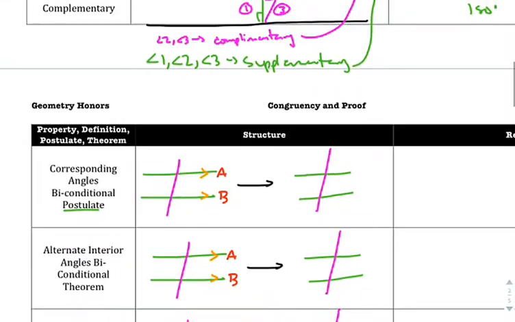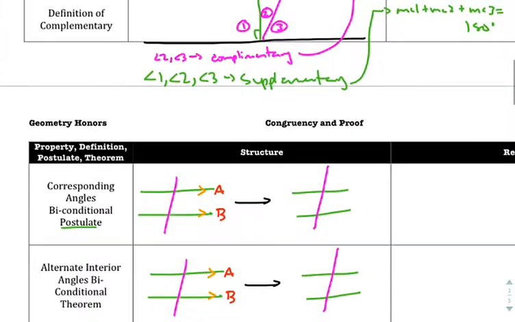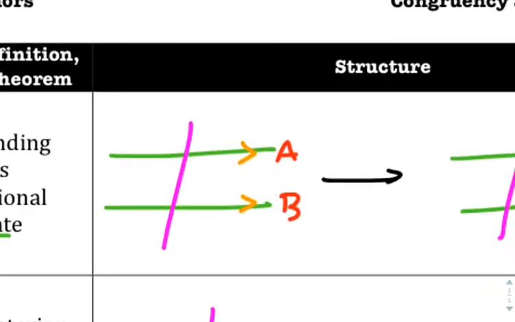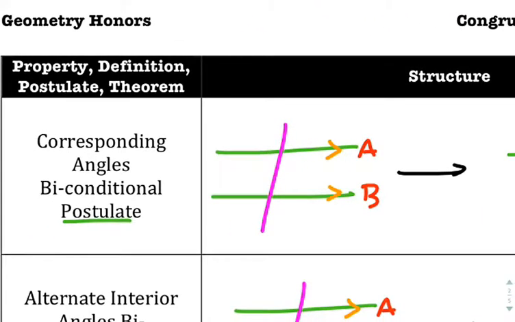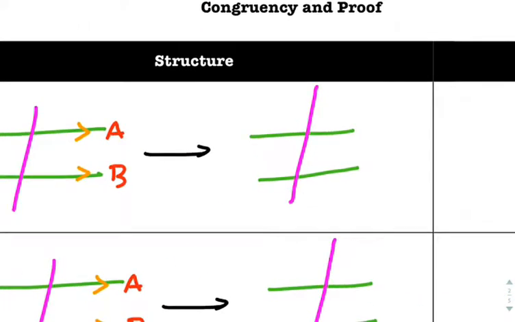Okay, so let's talk about this first one. We're starting with 2 lines being cut by a transversal. So our lines are A and B, and our transversal is this pink one. And we've got to talk about corresponding angles. Corresponding angles are angles that are in the same location. So if I choose, let's say, this to be my corresponding angle, I'm going to call it A.